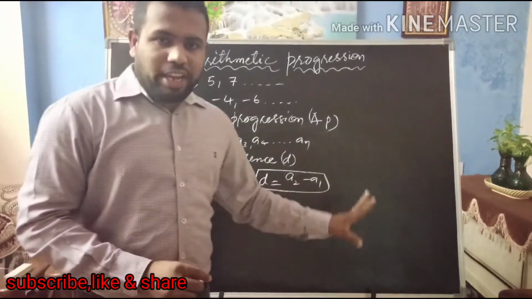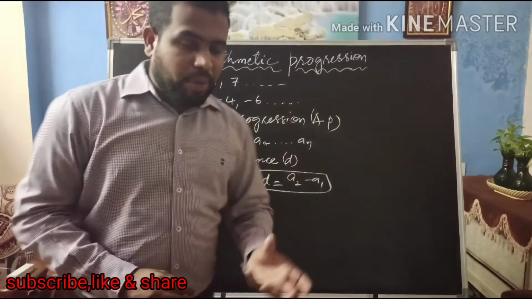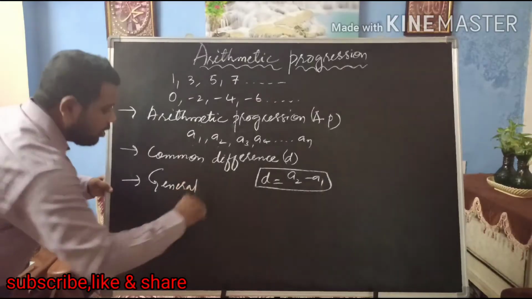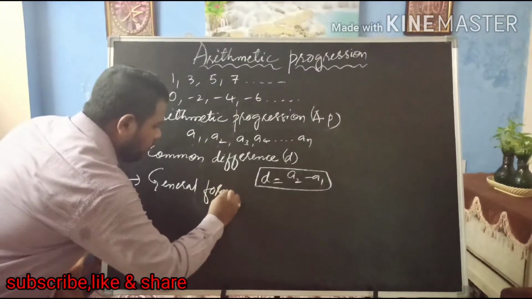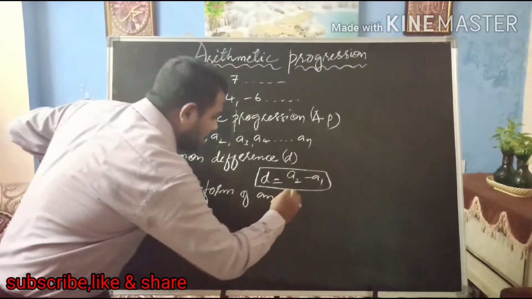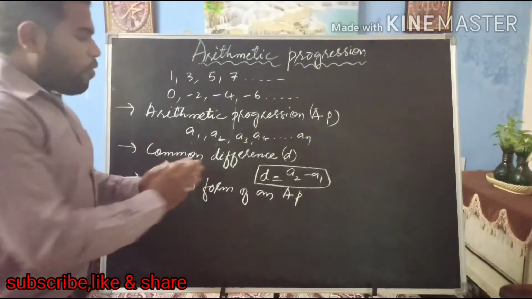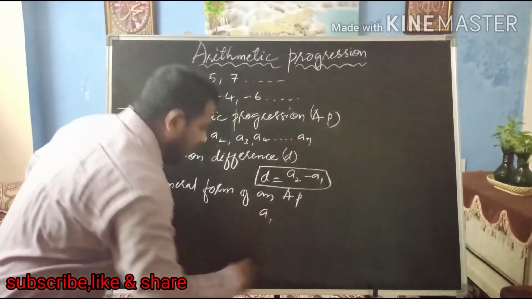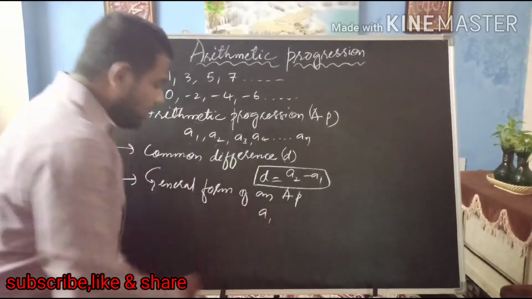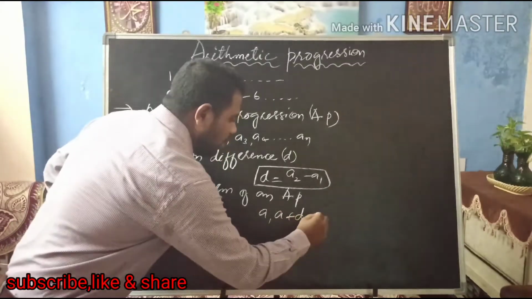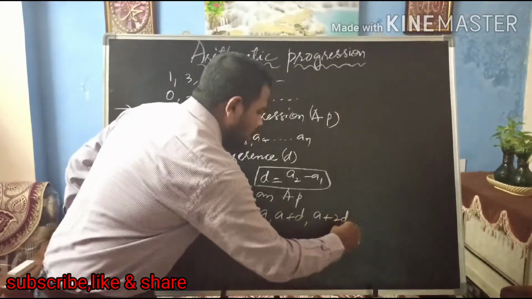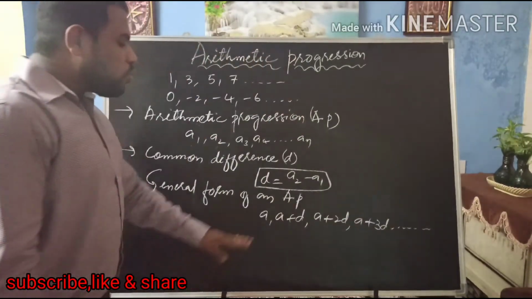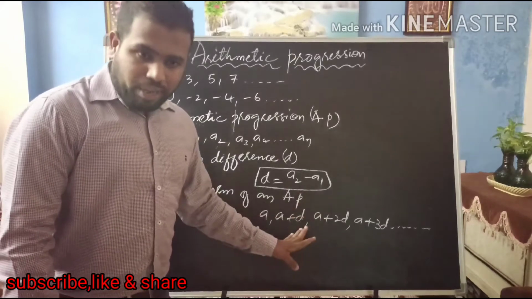So now we are going to see what the general form of an AP is. I'm going to write here the general form of an arithmetic progression. The general form of an arithmetic progression is very simple. It can be written as a, which is the first term, then a plus d, then a plus 2d, then a plus 3d, and so on. So this is known as the general form of an AP.